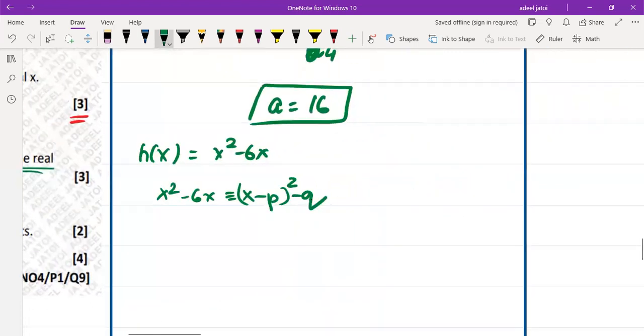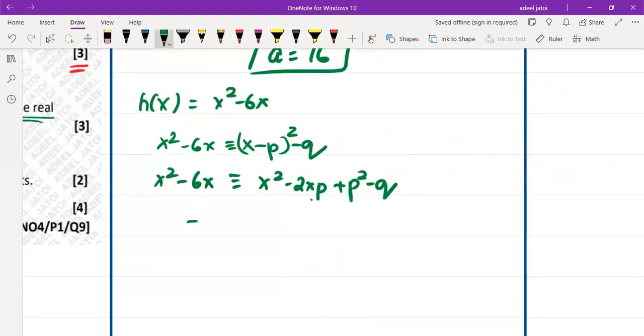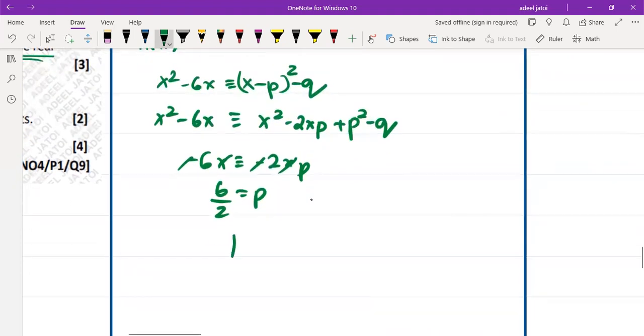So if we just open this, x square minus 6x is equivalent to x square minus 2xp plus p square minus q, we can then solve this further. Minus 6x can be compared to minus 2xp. x is cancelled, minus minus is cancelled, 6 upon 2, p becomes 3. Whereas your constant p square minus q cannot be compared to anything else other than 0, so this should be considered as 0 because there is no value here.